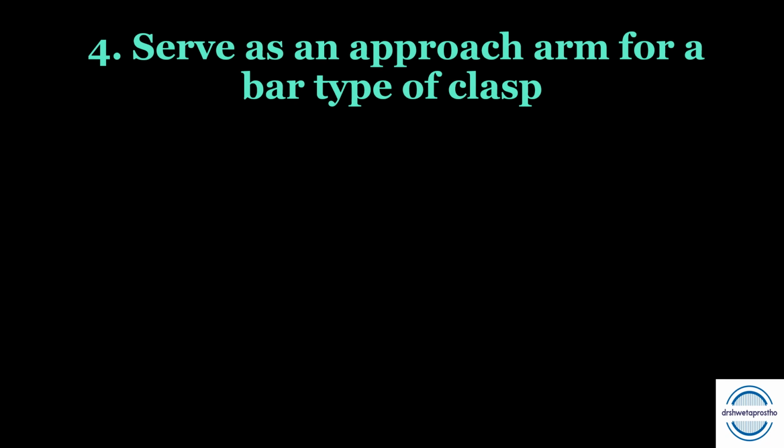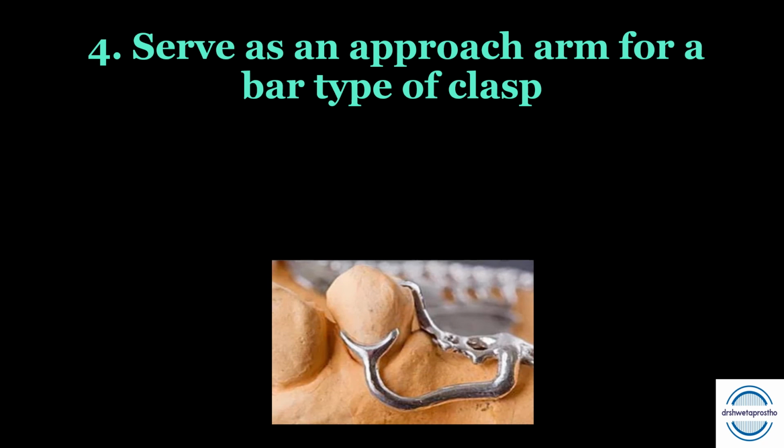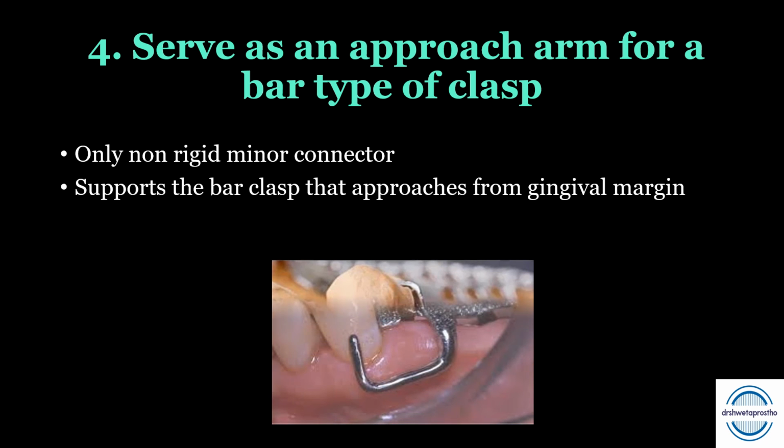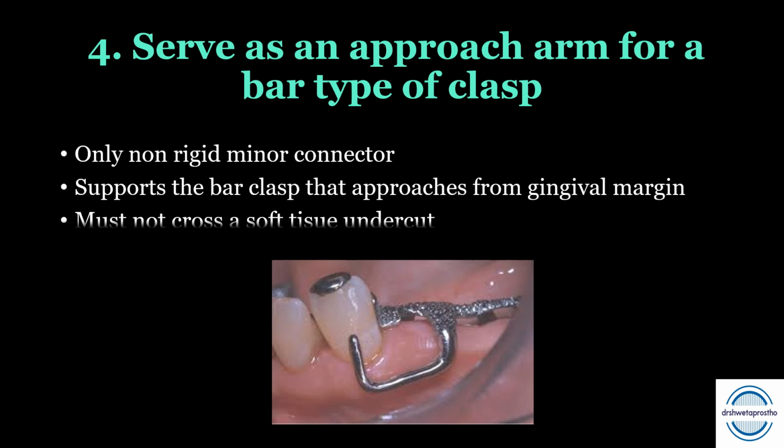The fourth type is the minor connector which serves as an approach arm for a bar type of clasp. It is the only non-rigid minor connector. Another important multiple choice question. It supports the bar clasp, which, as we can see in the picture, approaches from the gingival margin. So it has to go into the undercut area, and it has to be flexible, non-rigid. But it must not cross a soft tissue undercut.